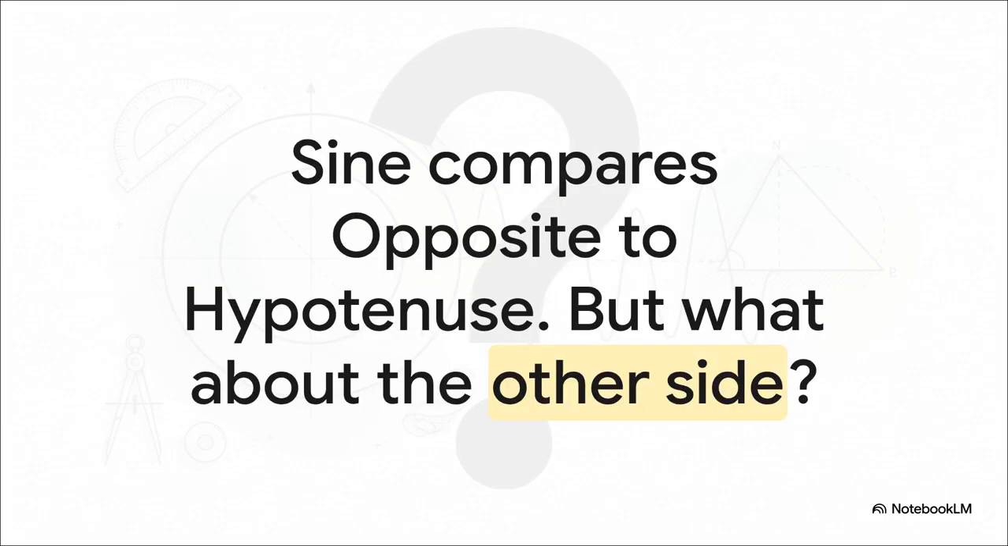So, to wrap it all up, we've kind of pulled back the curtain on sine. We've seen that it's not scary, it's just a simple fraction, a consistent ratio that compares the side opposite an angle to the hypotenuse. But that leaves one side of the triangle we haven't talked about at all. The adjacent side, the one right next to our angle. What's its story? Well, that's a question for another day.